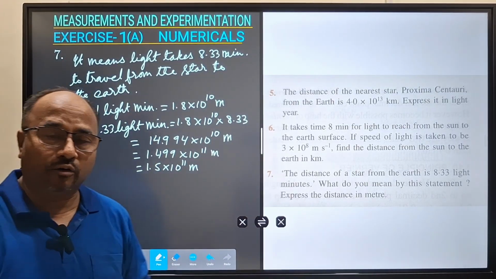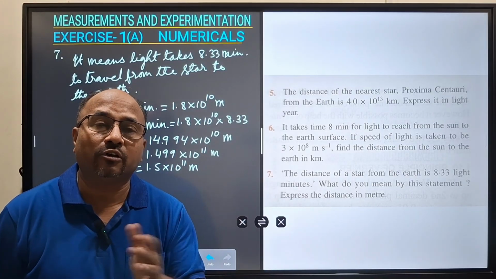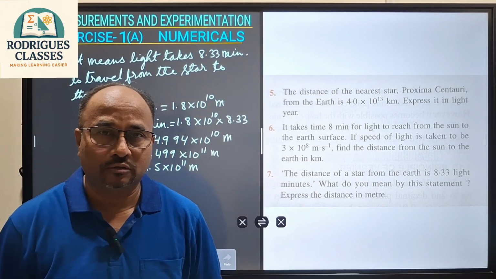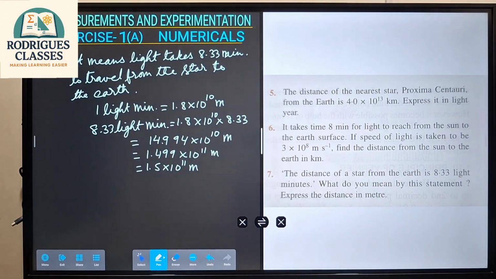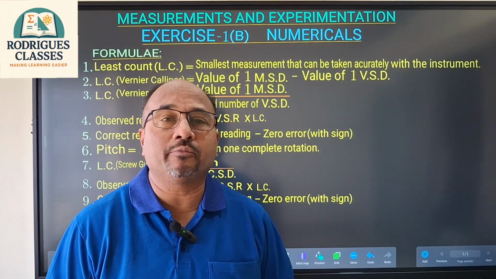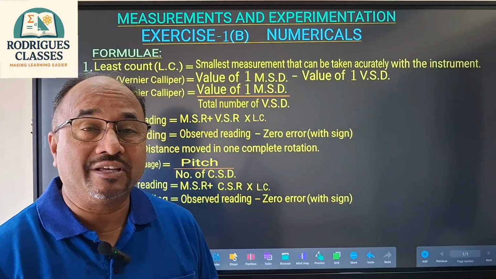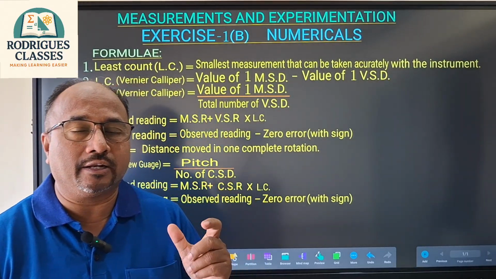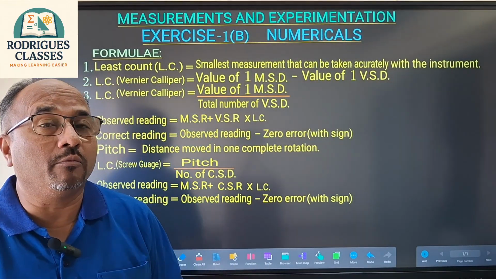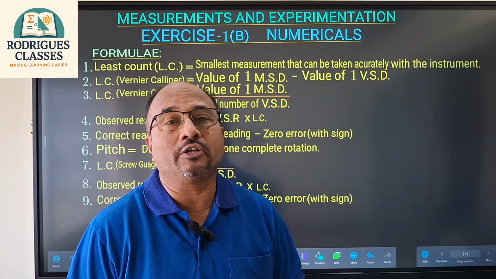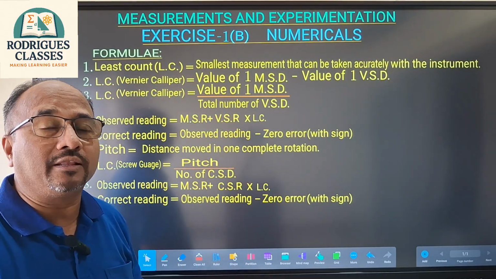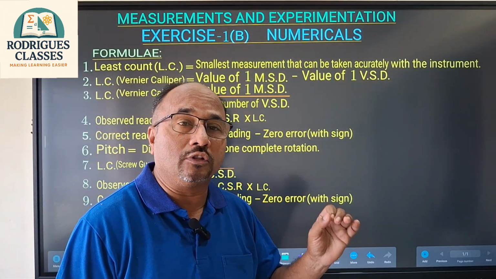With this we come to the end of the first part of the numerical. We will now move to the second part of the numerical, which is based on vernier caliper and screw gauge. So now we begin with the second part, which is based on measurements taken by a vernier caliper and a screw gauge. You must have gone through the theory of it. Knowing the formula is very, very important to work out the numericals based on this. So let us go through all the formulas. I have written them, I will explain them, and you kindly take a note of all these formulas.